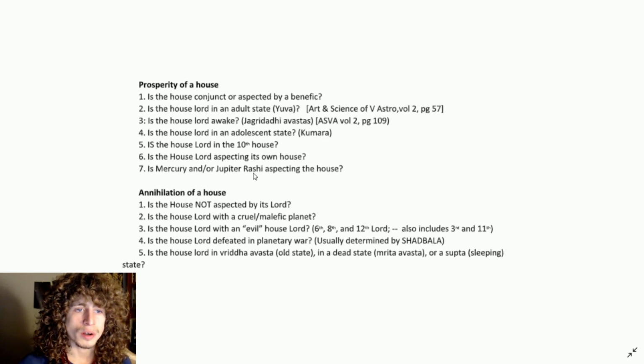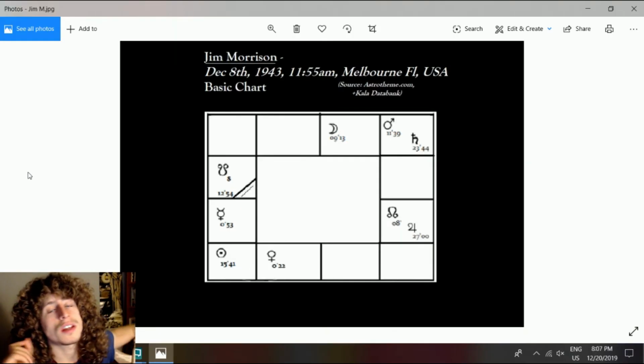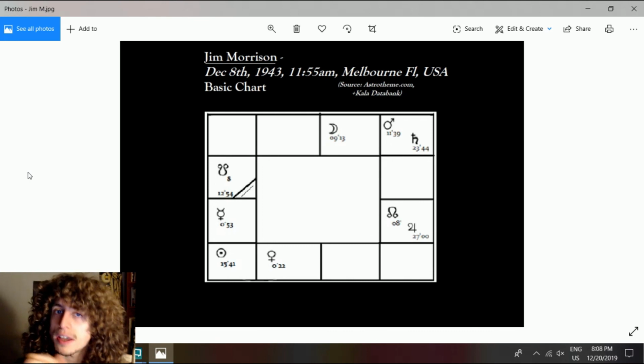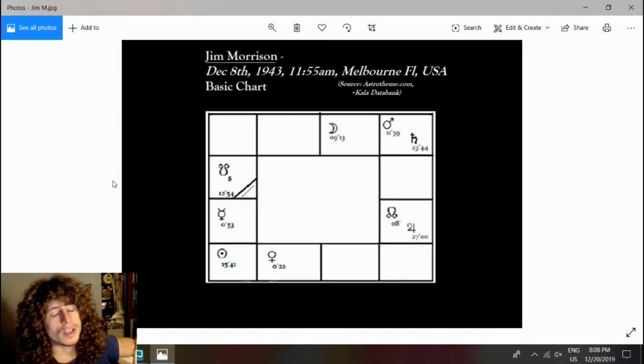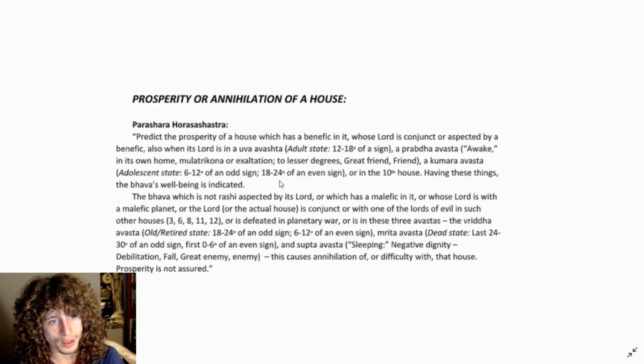Mercury and Jupiter Rashi aspecting the house. We can see that Jupiter is not Rashi aspecting Venus, but Mercury is. When any planet is in a cardinal sign, it will Rashi aspect all of the fixed signs except for the one directly adjacent to it. So Venus is getting some strength from Mercury. There's a lot of stuff here to consider, including especially the Rashi aspects.